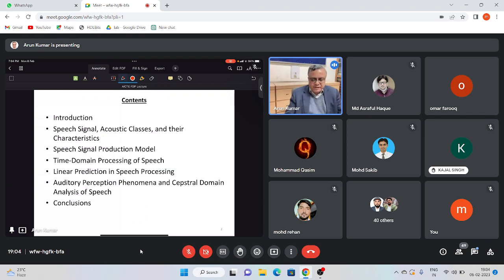After a brief introduction, we will look at the speech signal, the different acoustic classes, the characteristics, the speech signal production model, time domain processing of speech, and linear prediction in speech processing. The other aspect is the hearing mechanism, because several of the hearing processes of the human ear are also used in technologies related to automation. And finally, I will conclude.